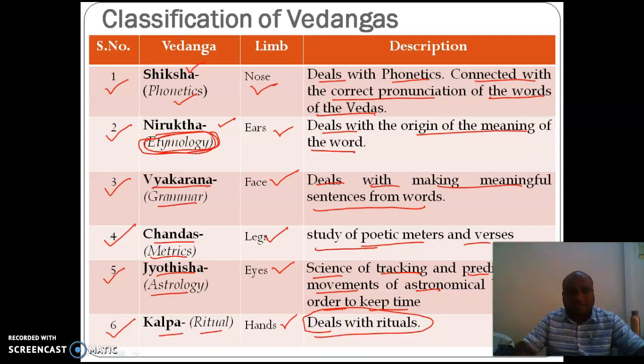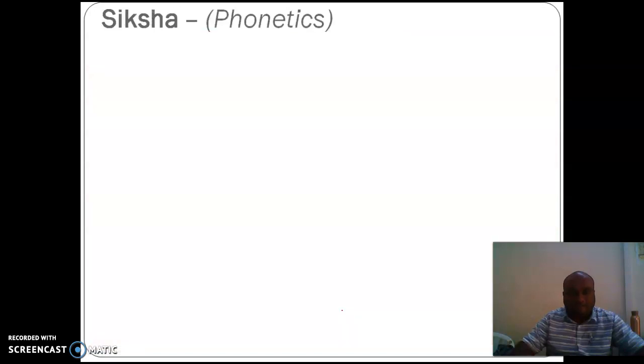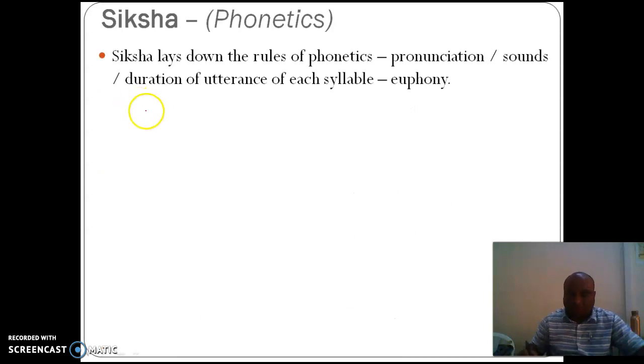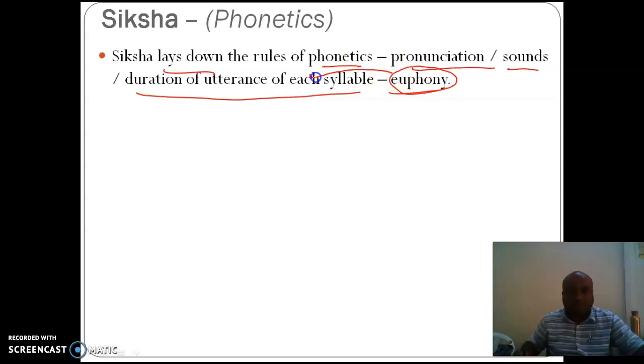So, that is the basic classification of Vedangas. We will go into the details one after the other. Coming to Siksha, that deals with phonetics. Siksha lays down the rules of phonetics, that is pronunciation or sounds or duration of utterance of each syllable, that is known as euphony. Euphony refers to how much duration we need to utter each syllable. So such rules are laid down by Siksha: how to pronounce, how to sound, and how much duration to utter each syllable.